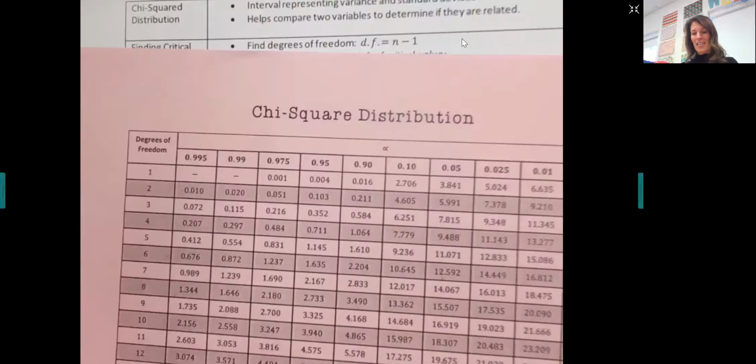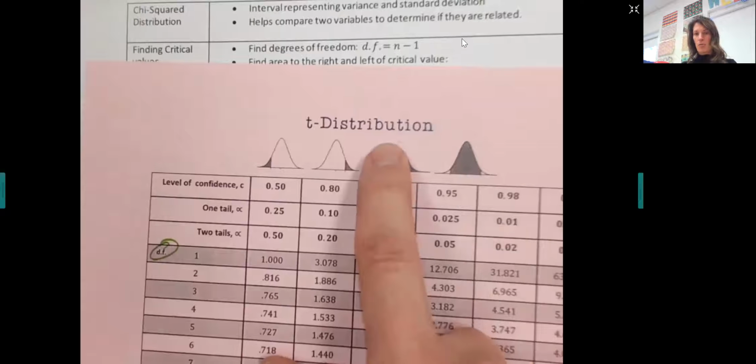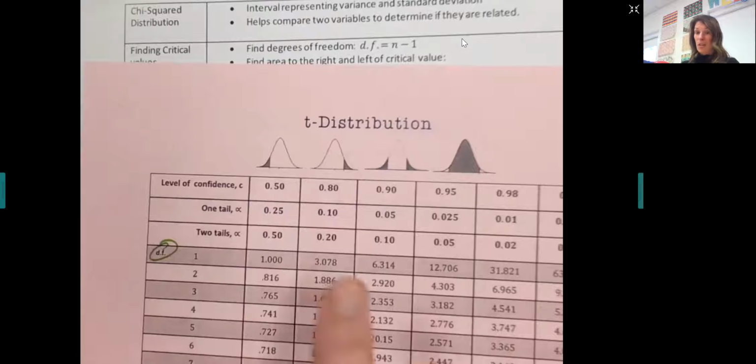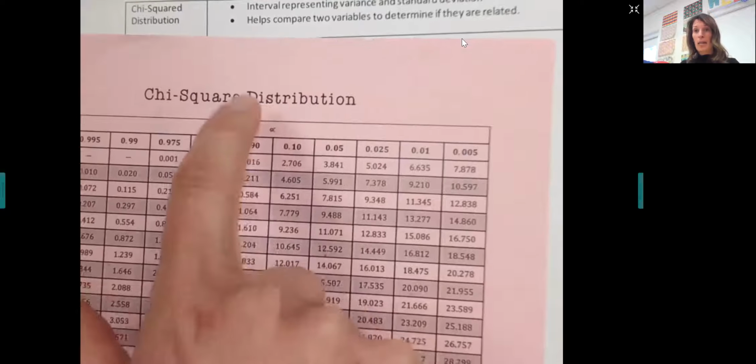So before we begin, everyone's getting out their pink sheet, and you are going to look at the chi-squared distribution side. Some of you tried to do a t-distribution on the chi-squared. So one side is t-distribution, one side is chi-squared. We are doing chi-squared today.